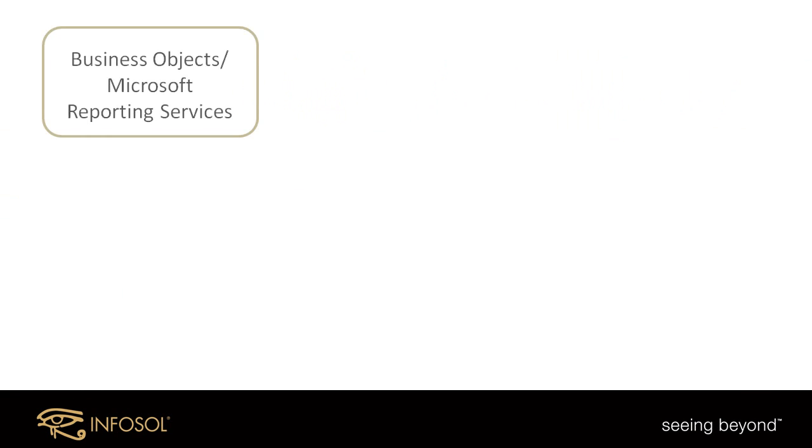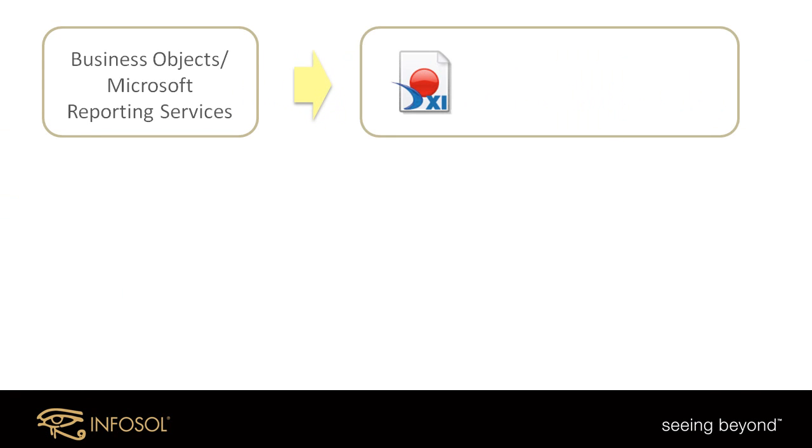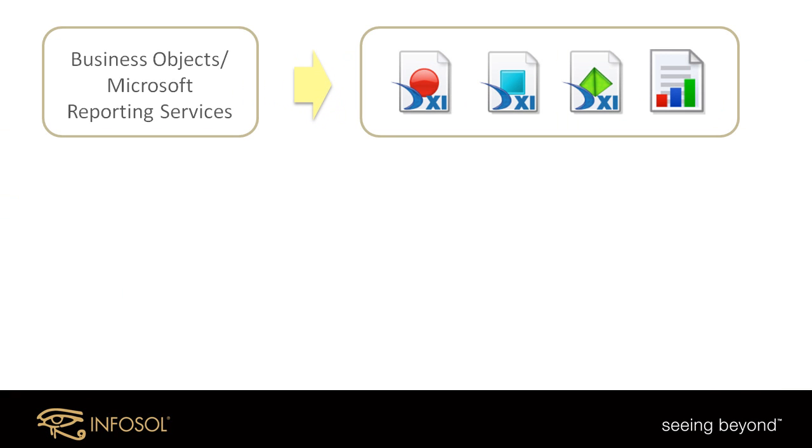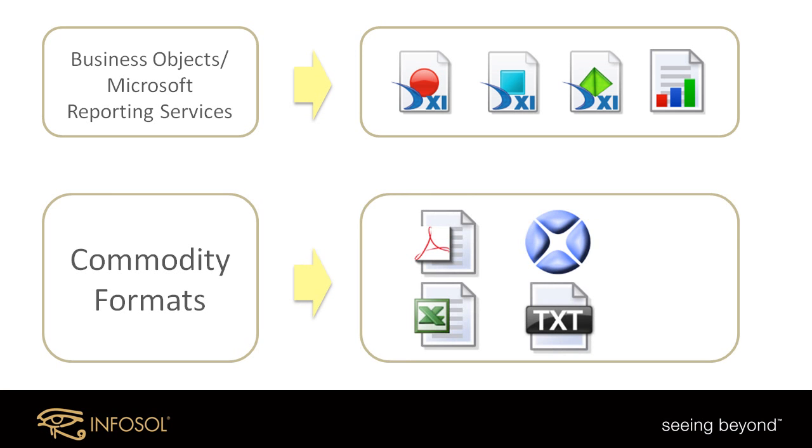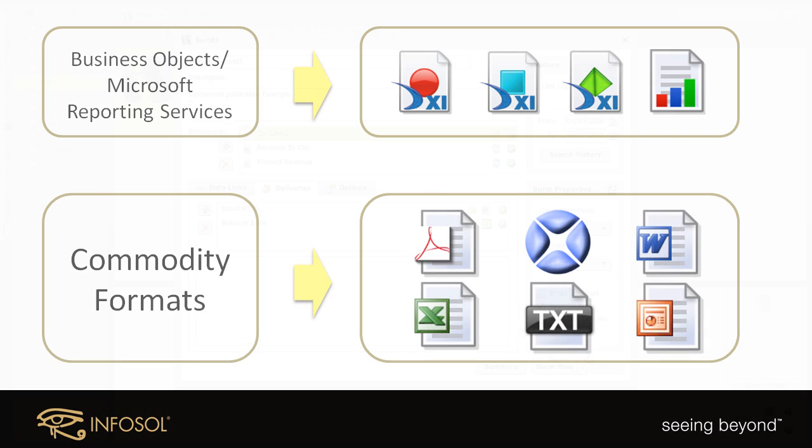InfoBurst integrates with Business Objects and Microsoft Reporting Services platforms to burst, publish, and deliver business intelligence documents in a wide variety of commodity formats like PDF, Excel, HTML, and other formats.